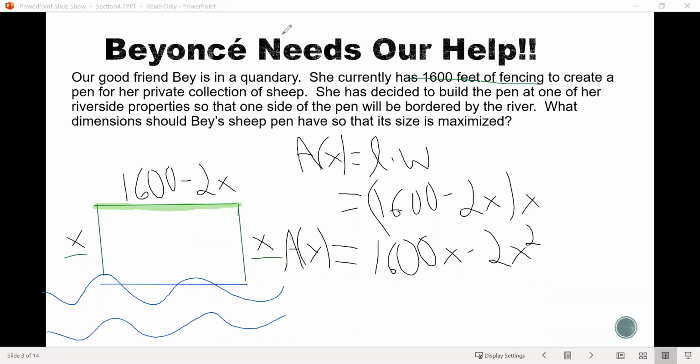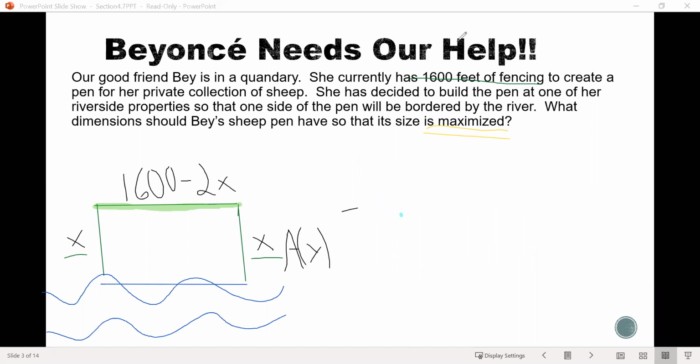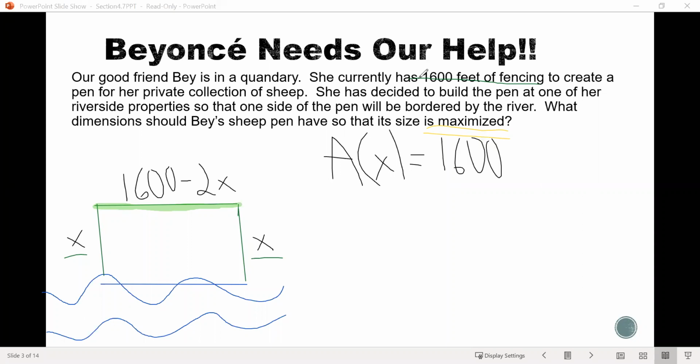First of all, we're trying to maximize the area, right? So hopefully your brain immediately goes to taking some sort of derivative here, because we've been talking about mins and maxes in relation to derivatives. But before we do that, let's also find some bounds on what the value for x could be. Let me again write the equation here: A of x equals 1600x minus 2x squared.